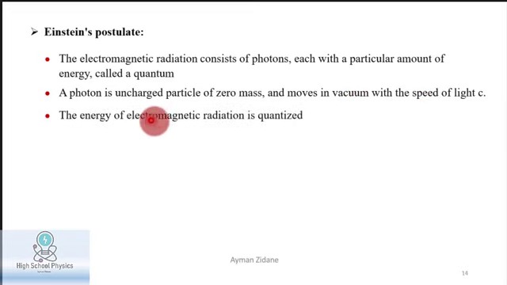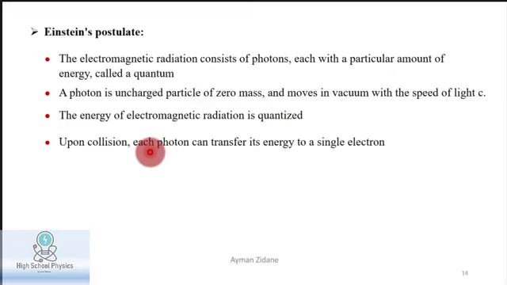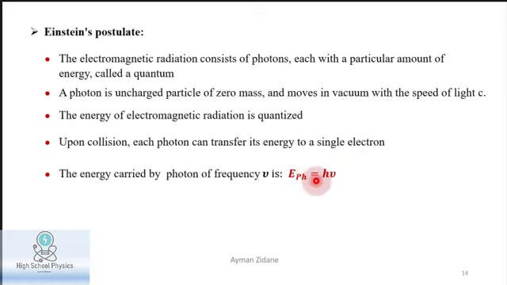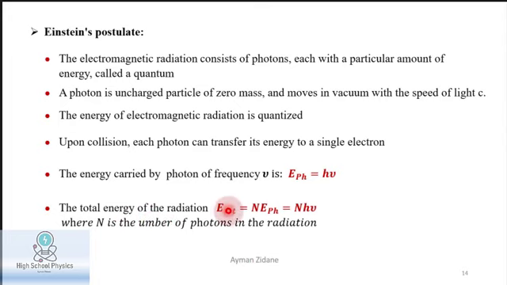The energy of electromagnetic radiation is quantized. Okay, its radiation has its own energy related to its own frequency. Upon collision, each photon can transfer its energy to a single electron. The energy carried by a photon of frequency ν is E photon = hν, and the total energy of the radiation is related to the total number of photons, so it will be equal to n times E photon, where n is the number of photons in the radiation.